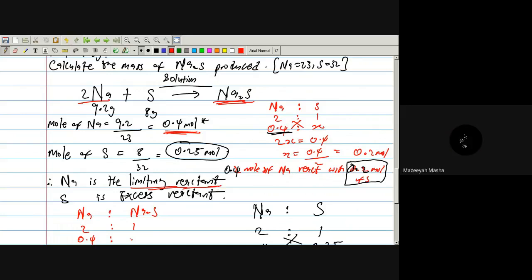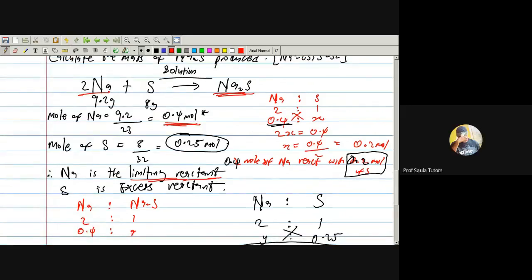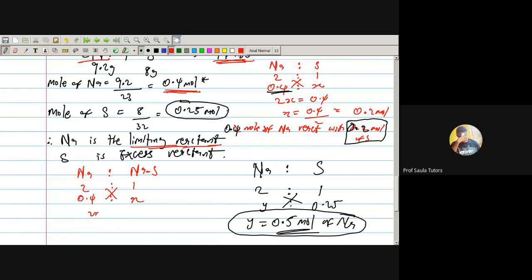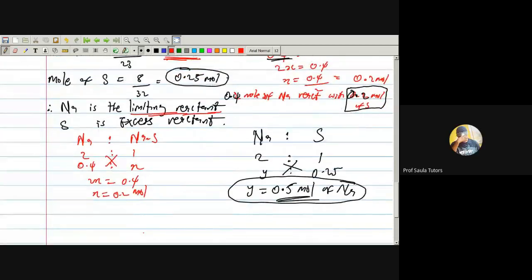So let me say x. Cross multiply. So what is my answer? 2x equals 0.4. If you divide both sides by 2, x equals 0.2 mole. And we have to get the mass. So what's the mass of Na2S? That's mole times molar mass. Now, what's the molar mass of Na2S?